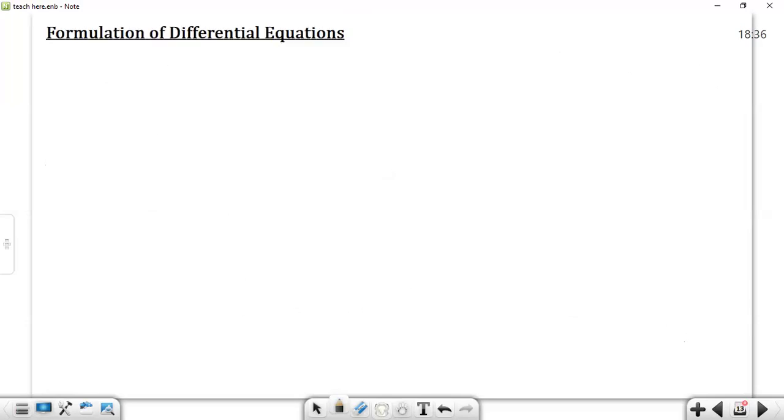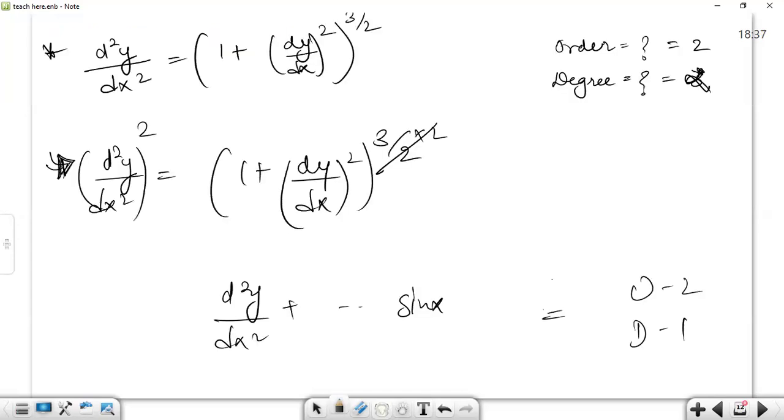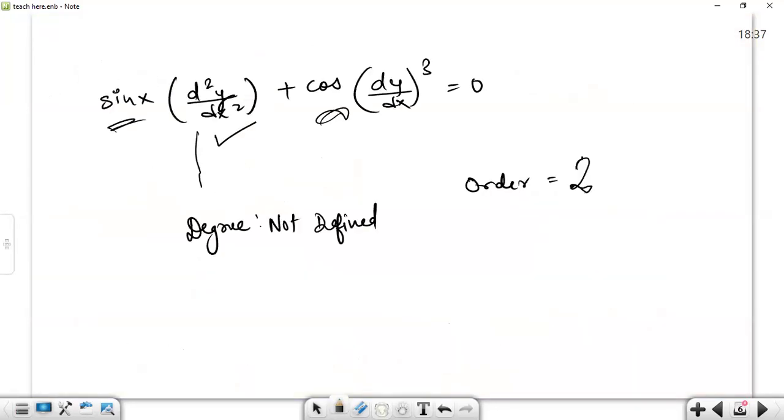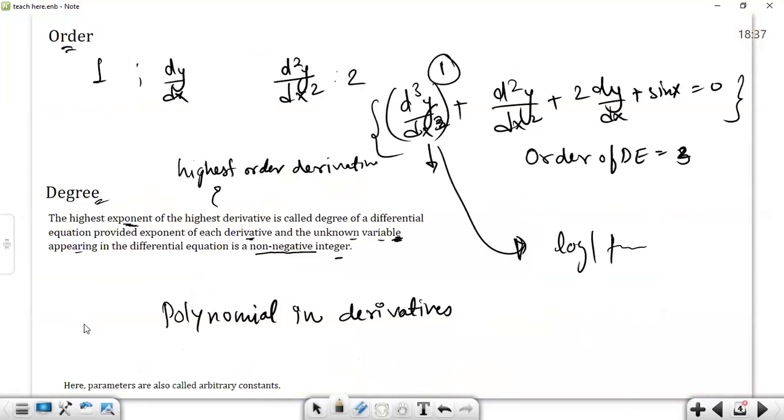Formulation of a differential equation. To form any differential equation, we will first differentiate whatever the given curve or function is, and then we also have to eliminate the unknown constants. Like in the previous slide, we were also discussing the constants. Parameters are also known as arbitrary constants.